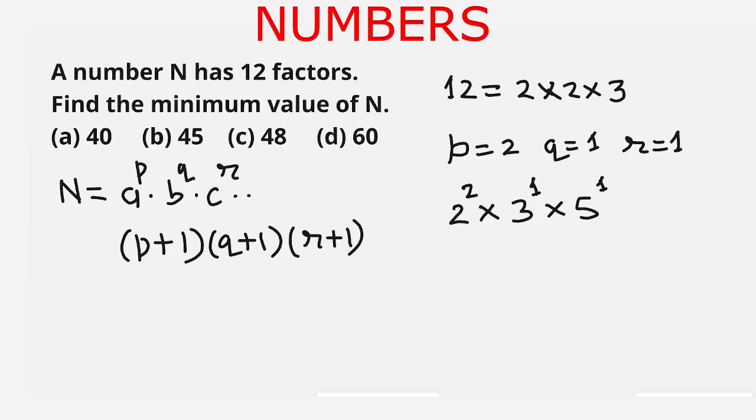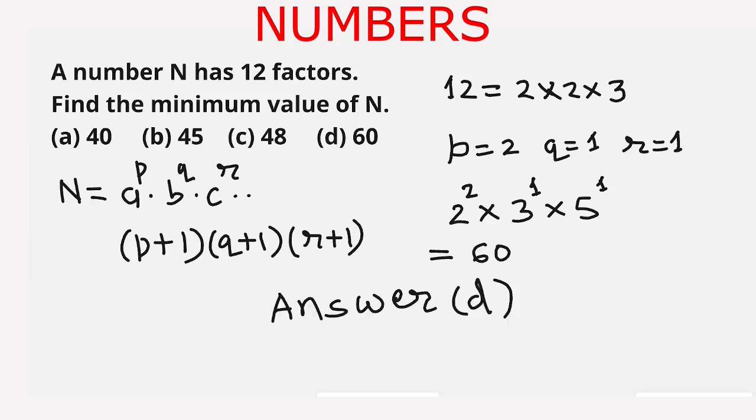So this number comes out to be 2 to the power 2 is 4, 4 times 3 is 12, and 12 times 5 is 60. So the smallest possible number which has 12 factors is 60. And from the given options, our answer is option D, 60. I hope you have understood the method of solving such type of questions. We go to the next question.